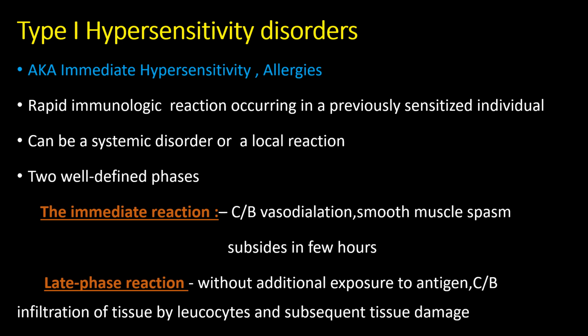And after a certain period of time, the second phase starts, which we call the late phase reaction. This late phase reaction is the culprit for the tissue damage. It occurs without additional exposure to the antigen. There is no need of an antigen for this late phase reaction to start. After the immediate reaction has resolved, even without additional exposure to the antigen, this late phase reaction will start, and it is a sustained reaction.